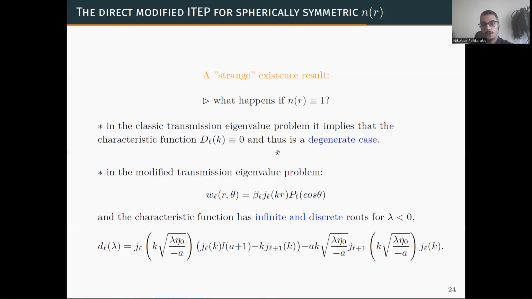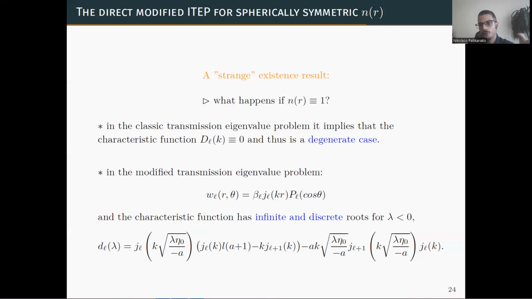But in our problem, this is not the case because the eigenfunction W has this form, and the corresponding determinant has this form here with this Bessel function, which for negative lambdas has infinitely many discrete roots because it's a vibrating function. So unfortunately, we're in the position that the vacuum inside the vacuum, with the inhomogeneity, can produce eigenvalues, and this is a problem in the inverse problem because if we cannot distinguish the vacuum from the medium, this is useless.